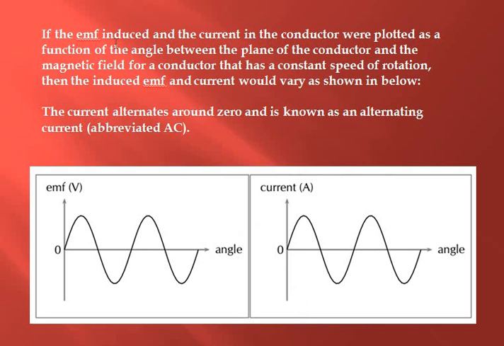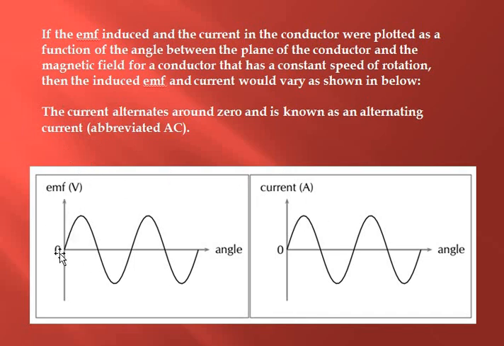So if the EMF induced and the current in the conductor were plotted as a function of the angle between the plane of the conductor and the magnetic field, for a conductor at a constant speed of rotation, then the induced EMF and current would vary as shown below. The current alternates around zero and is known as alternating current. So look here, we've got EMF. Guys, we know what EMF is. We talked about this when we were doing electrical circuits. This is electromotive force, which is also the voltage, and then there's the current here.